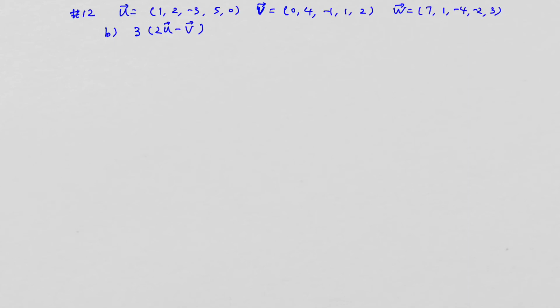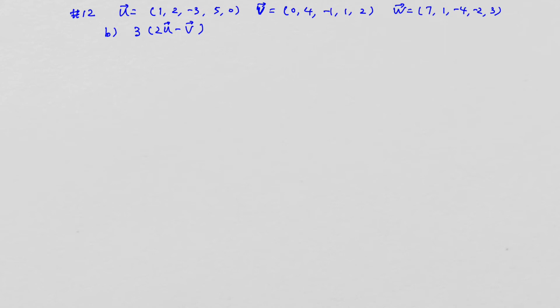Okay, here's another example. This example is number 12. It says U is equal to 1, 2, -3, 5, 0. This is a vector, and it contains five components, which means five dimensions. V is equal to 0, 4, -1, 1, 2. W equals 7, 1, -4, -2, and 3. Now these are not points, these are vectors.